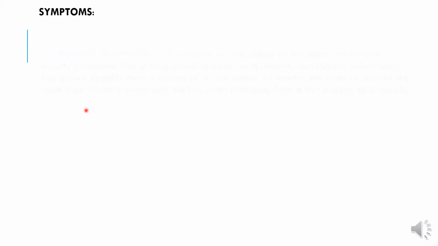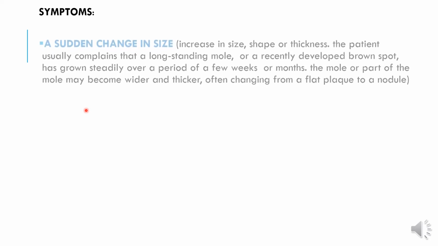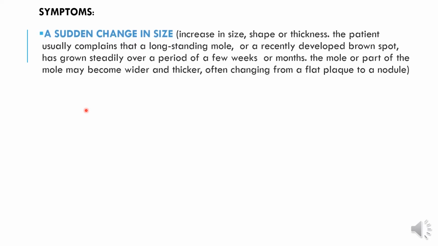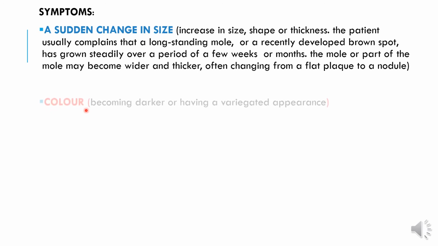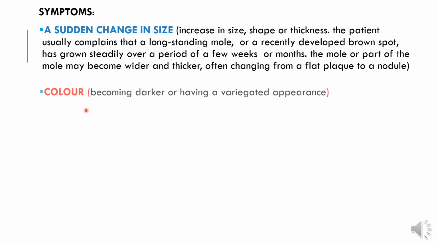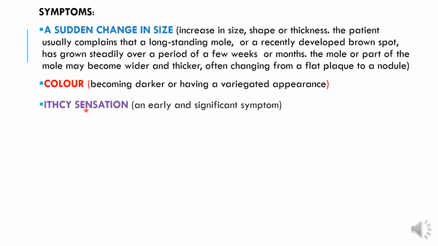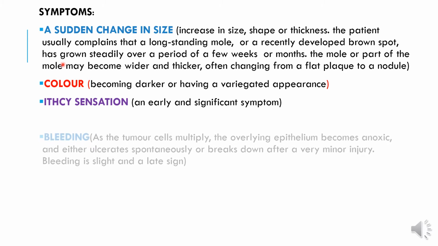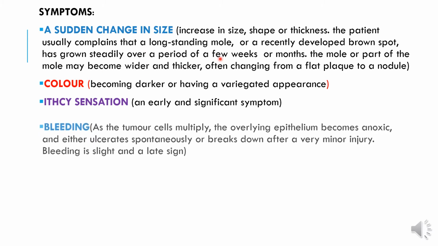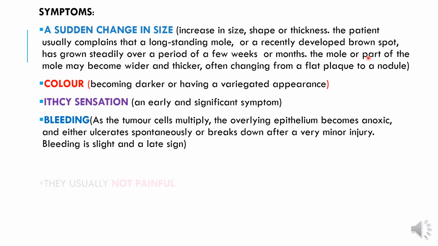Symptoms. A sudden change in size is an important symptom to note in taking a history from a patient with malignant melanoma. The patient usually complains of a long-standing mole or a recently developed brown spot, which has grown steadily over a period of a few weeks or months. The mole or part of the mole becomes wider and thicker, often changing from a flat plaque to a nodule.